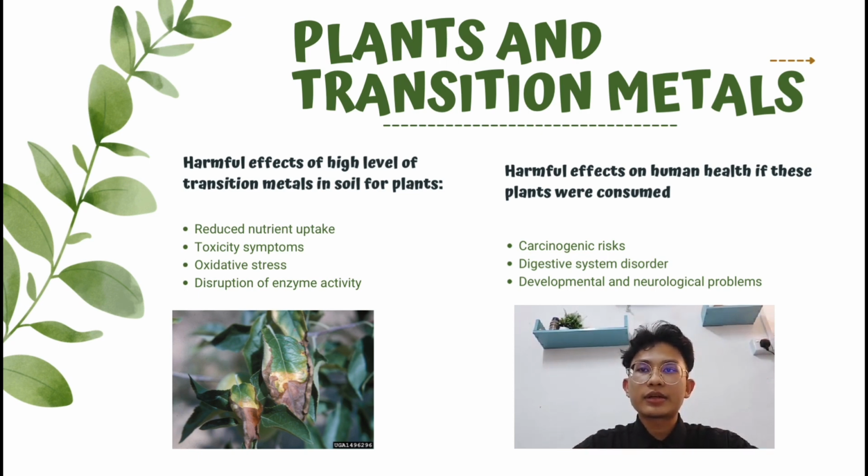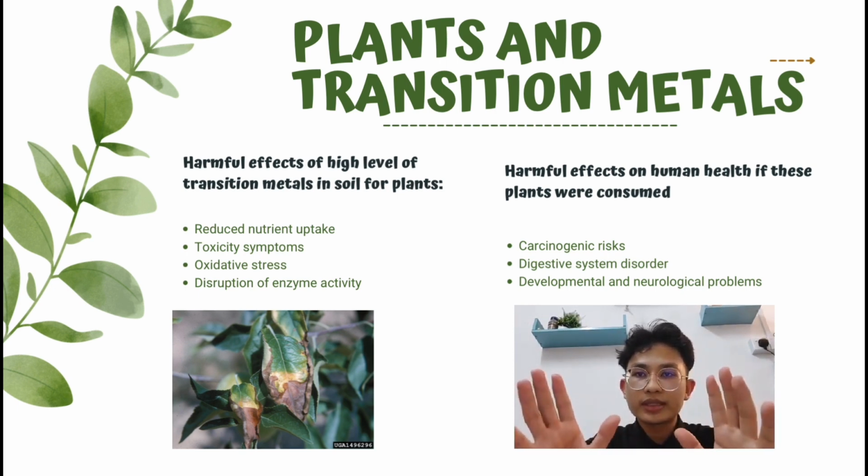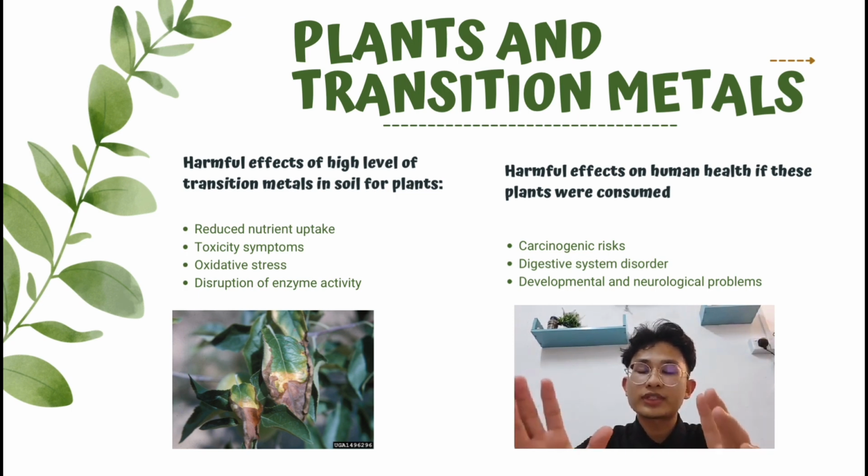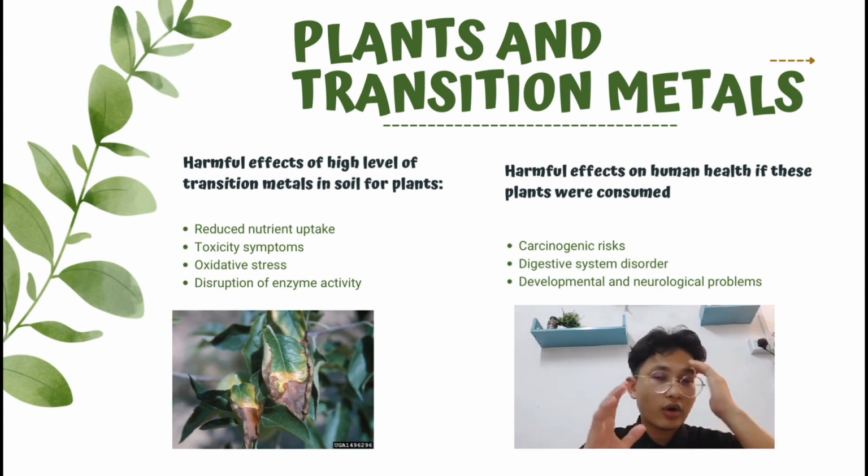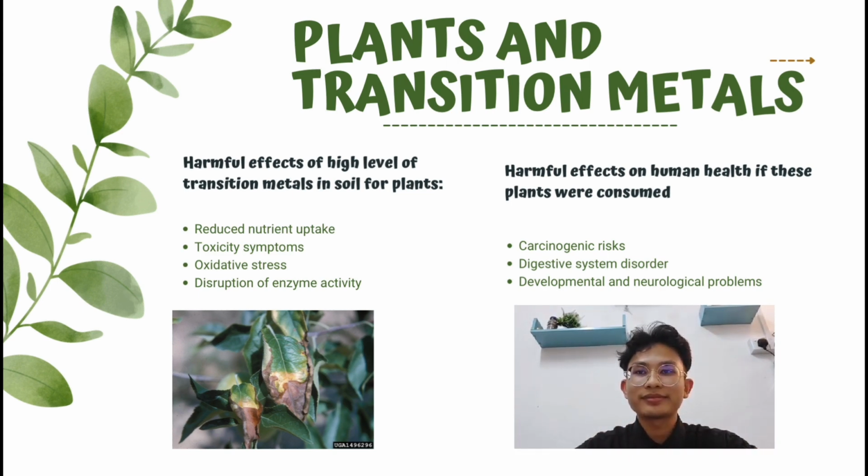Next is disruption of enzyme activities. Transition metals can disrupt enzyme activities in plants. They may inhibit or activate specific enzymes, altering metabolic pathways and affecting essential physiological processes such as photosynthesis, respiration, and hormone regulation. It is also harmful for humans to consume these plants.